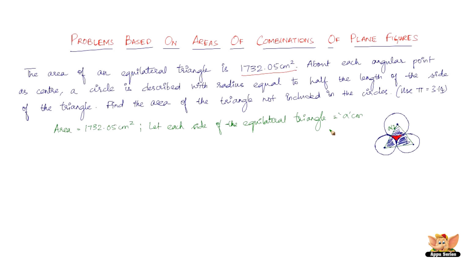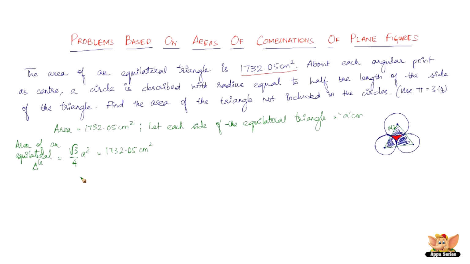So the area of an equilateral triangle is given by root 3 by 4 a square. So this is the area of an equilateral triangle, right? Let me mention here, area of an equilateral triangle is root 3 by 4 a square, and that is equal to 1732.05 centimeters square. So all that we have to do is find a. So we've got the area of an equilateral triangle is root 3 by 4 a square, which is equal to 1732.05 centimeters square.